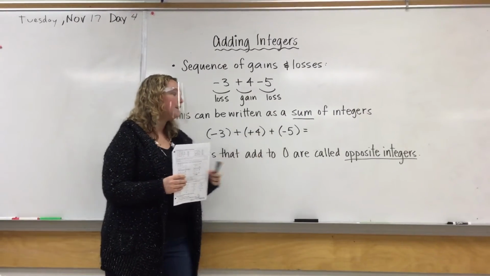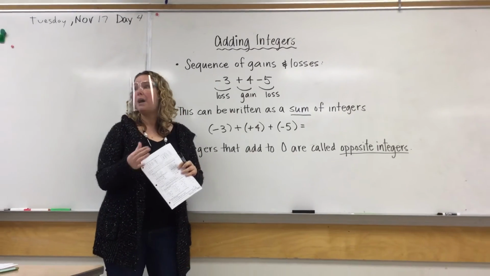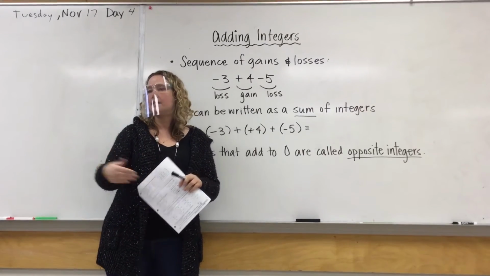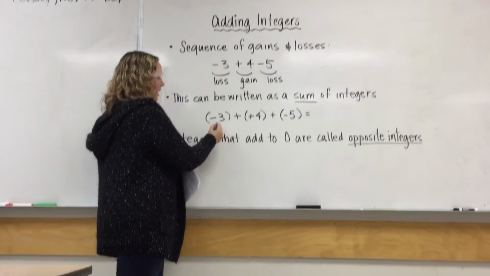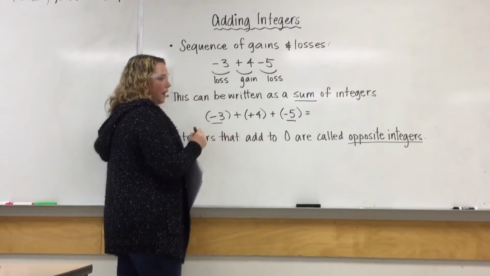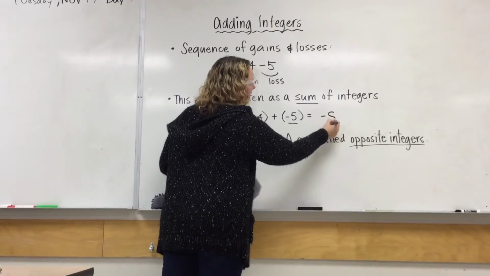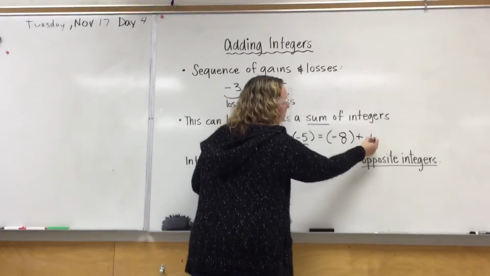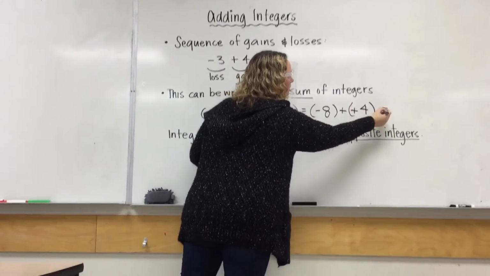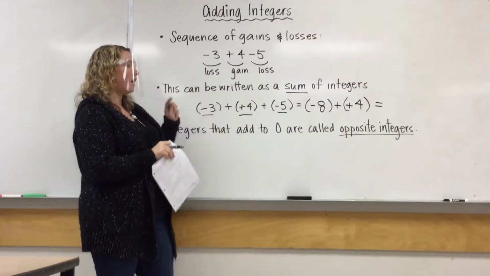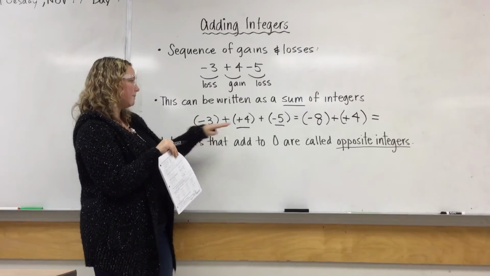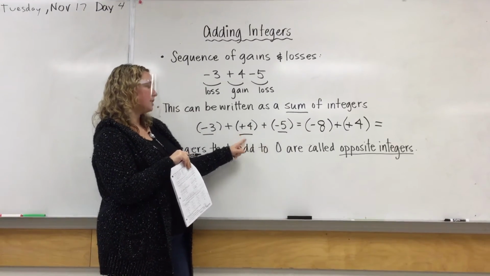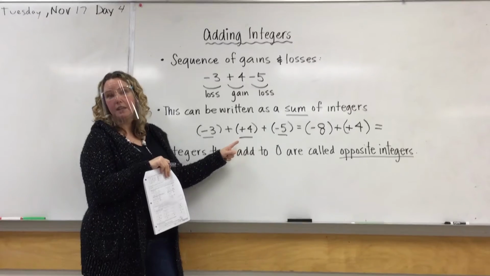So when I'm adding these up, I want to first combine all the same signs. So all of my gains and all of my losses, so that it's less steps for me. So here I have a loss of 3 and a loss of 5. So I'm going to add that up to be a loss of 8, added to a gain of 4. So now I've changed it. I've kind of just combined the different elements. So I've got my negative 3 and my negative 5 to equal my negative 8. And then I've left my positive 4 because it's the only gain in this sentence.